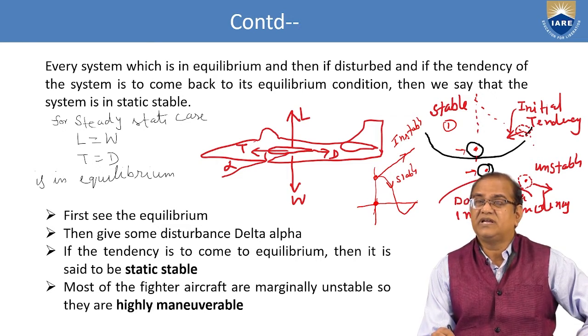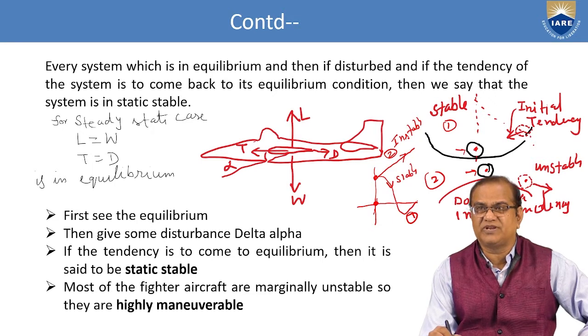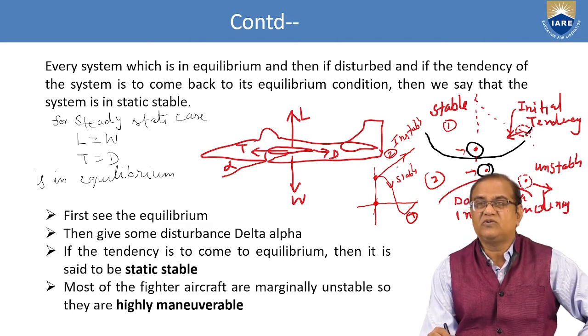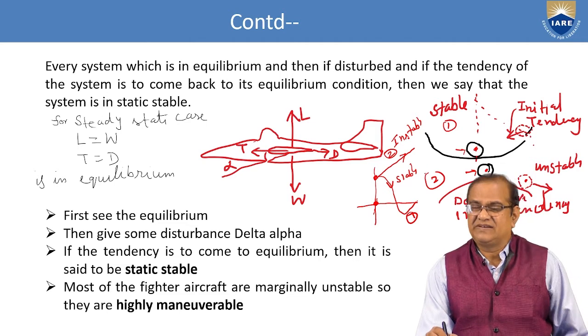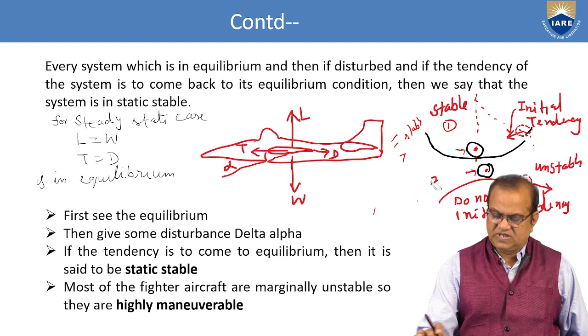But in the second case, case number 2, and this is case number 1. Case number 1 has the tendency to come to its equilibrium, then it is stable. And in case number 2, you are disturbed but it is going away from equilibrium, this is the unstable case. So here we can see in this diagram how these things are happening.